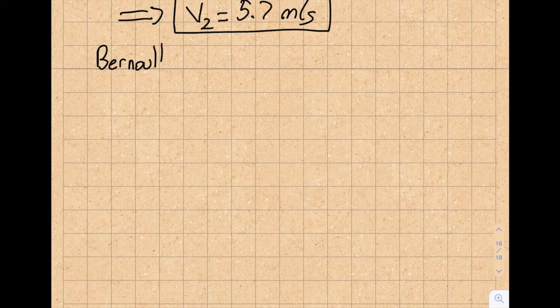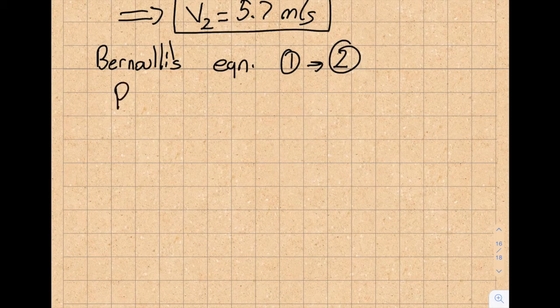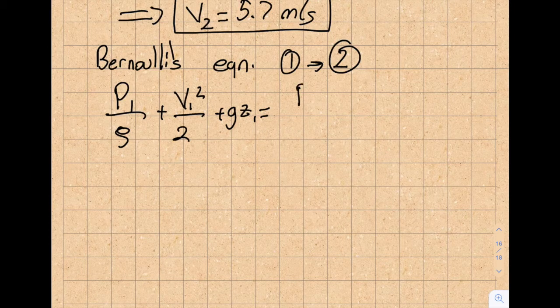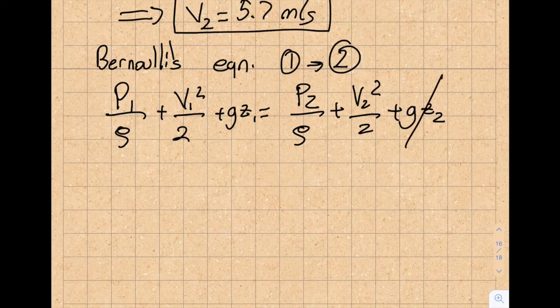What you do notice is that this process will be a replication of what I've done. So I've been experienced, so I should go ahead and find an easy answer. P1 over rho plus V1 square over 2 plus GZ1 will be equal to P2 over rho plus V2 square over 2 plus GZ2. As we discussed in the previous Bernoulli's equation discussion, these z's, the elevation changes, are negligible because the tee is located in a horizontal plane.